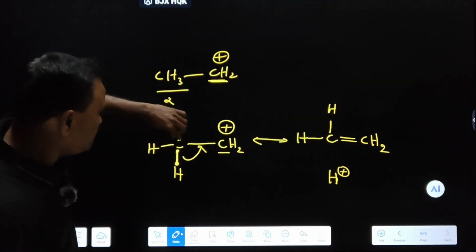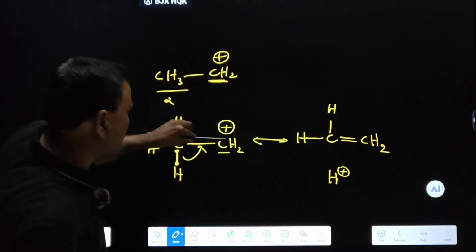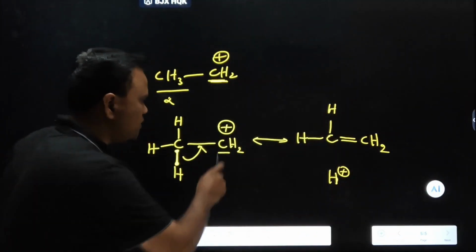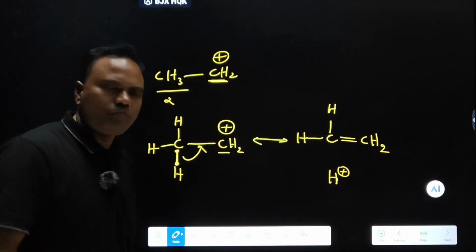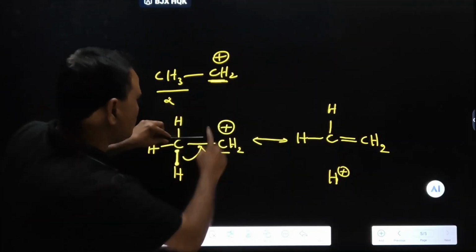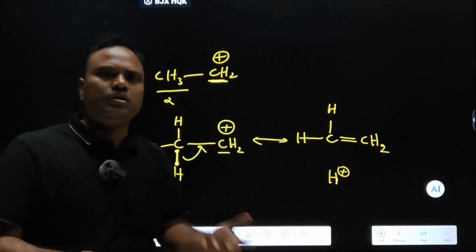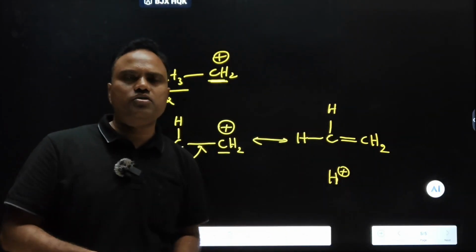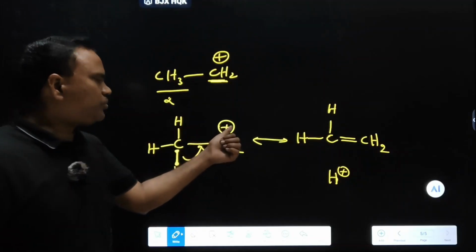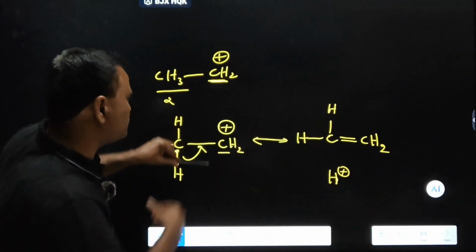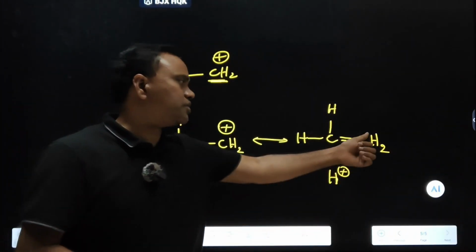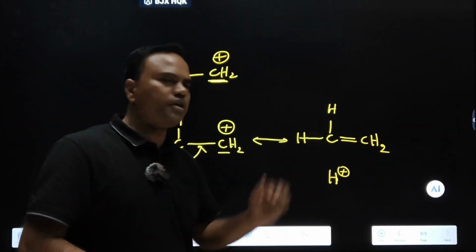After shifting, one new bond is coming, so here we will get a double bond, and this positive will become neutral. Why? Because a bond is coming towards this carbon. Bond means electrons only. A bond contains 2 electrons. So positive and electrons are coming. Electron means negative, so neutralization takes place. That's why I removed the positive charge here.